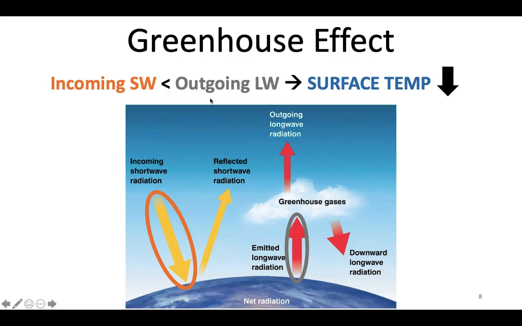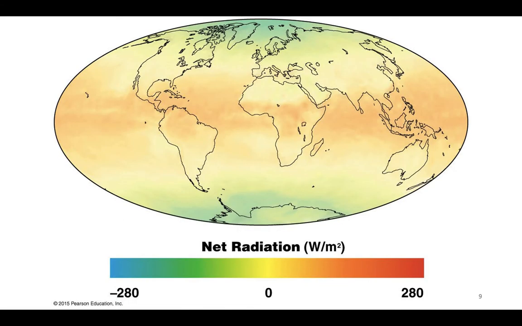Now, if the incoming shortwave radiation is greater than the outgoing longwave radiation, that's going to increase the surface temperature. So if you have more radiation coming in than you have going out, then you're going to increase the temperature at the surface of the Earth.